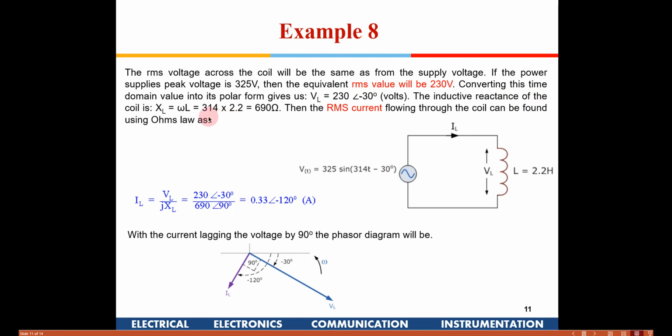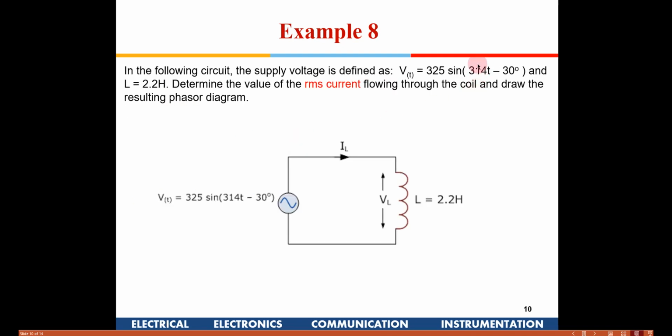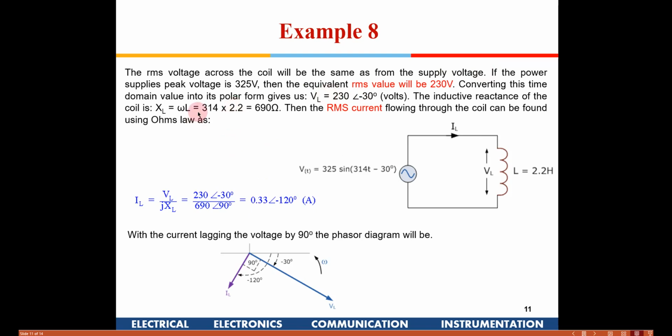So the inductive reactance can be calculated by L omega. Unlike a resistance, for an inductance it is frequency dependent. The reactance offered by an inductance is frequency dependent, given by omega L. So omega is 314. Now if you see this equation, this is omega t, not f, or 2 pi ft. So this 314 is omega. So I write 314 into L, which is given as 2.2 Henry. So you get 690 ohms.